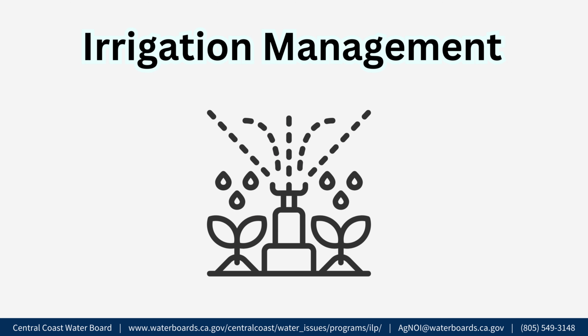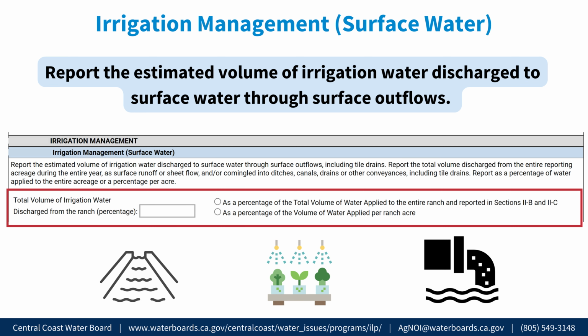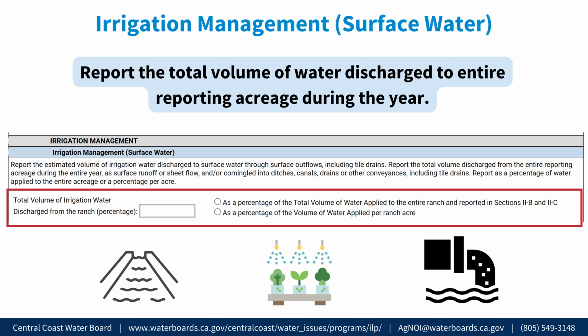Irrigation Management. Surface Water. Report the estimated volume of irrigation water discharged to surface water like creeks, streams, or lakes through surface outflows including tile drains. Report the total volume of water discharged from the entire reporting acreage during the entire year as surface runoff or sheet flow, and/or commingled into ditches, canals, drains, or other conveyances, including tile drains.